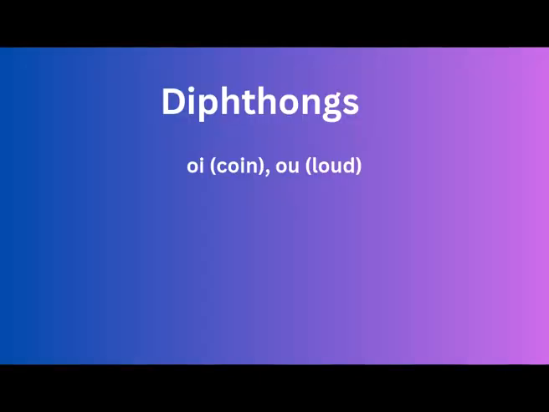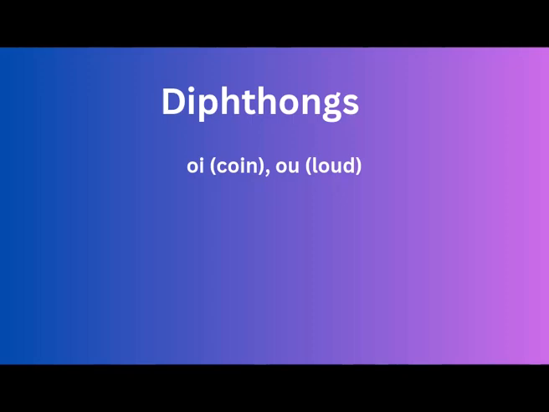And lastly, we have diphthongs. A diphthong is a sound that's formed by the combination of two vowels in a single syllable in which the sound begins as one sound and then moves to another. Remember, we talked about this in the previous lesson about how your mouth has two positions. Such as in OI, as in the word coin, and then OU, as in the word loud.